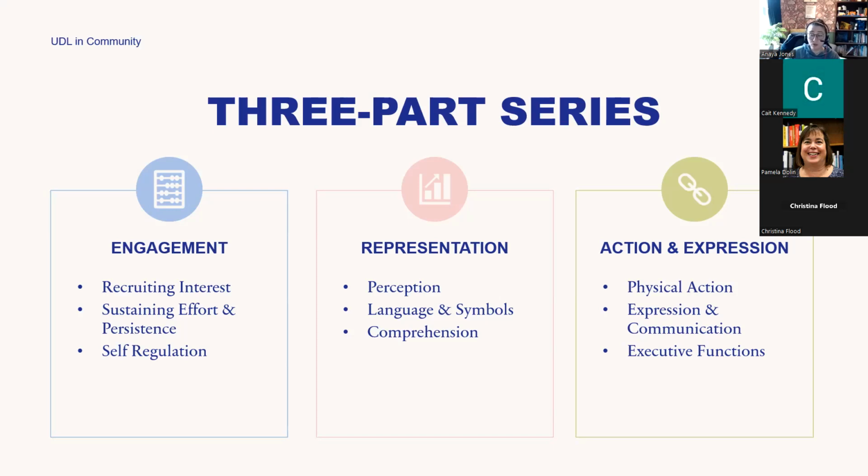And if you're familiar with UDL, you know, it's often represented in a kind of a grid. So there's 3 columns, 3 rows. I decided to separate it by the multiple means of engagement as a category, and then concentrate on the things within that. So that includes recruiting interest, sustaining effort and persistence, and self-regulation.